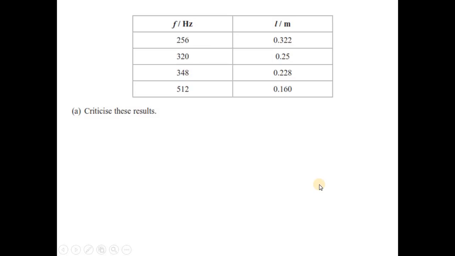So this is the result. Criticize these results. Again, a typical question. Given a table and the values, they are asking to criticize the result. The very first is very few readings, only 1, 2, 3, 4, 5, 4 sets of readings, which is quite few. Again, there are no equal intervals between the readings of frequency.